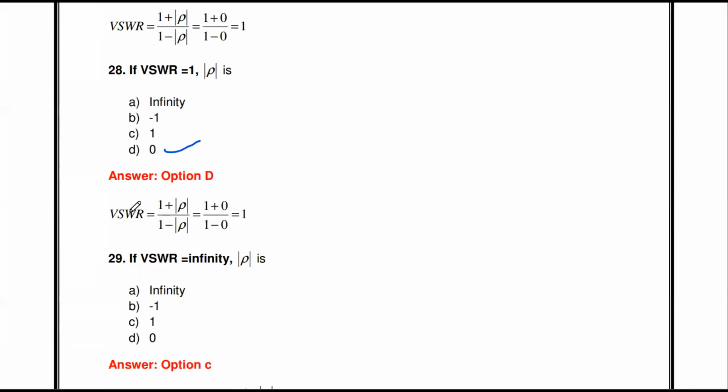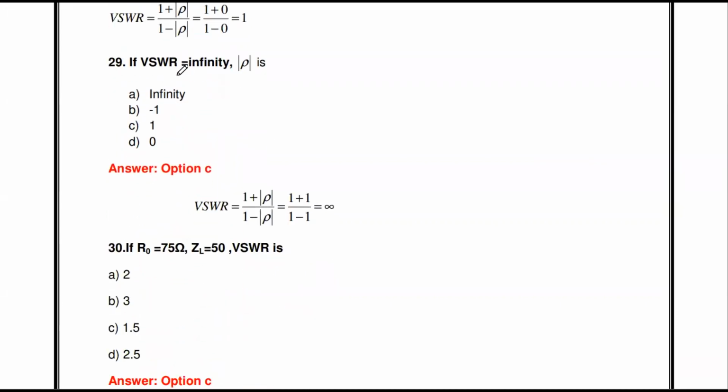Okay. So here in reverse, you see the VSWR formula, 1 plus rho by 1 minus rho. If you substitute the reflection coefficient as 0 here, we will get the answer 1. So the reflection coefficient is 0 means the VSWR reaches the value 1.